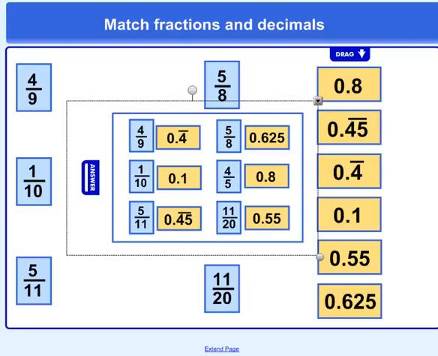Okay, when you were done, 4/9 should have been converted to 0.4 with the 4 repeating. That continues on. 1/10 would have been 0.1. 5/11, 0.45 with the 45 repeating. 5/8, 0.625. 4/5, 0.8. And 11/20, 0.55.